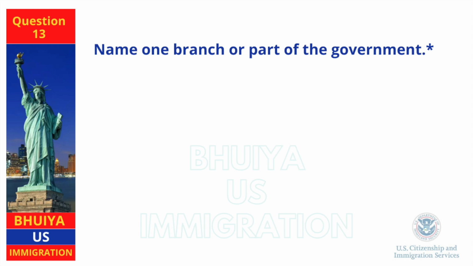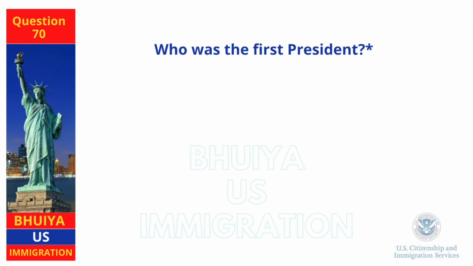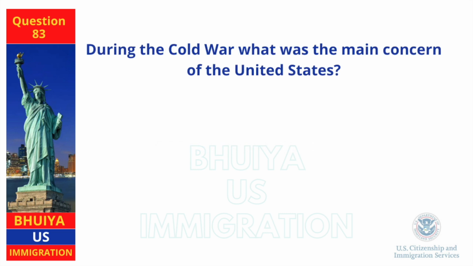Name one branch or part of the government. Congress. Who was the first president? George Washington. During the Cold War, what was the main concern of the United States? Communism.